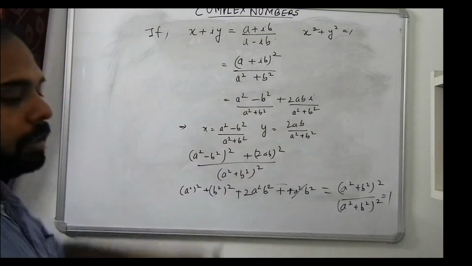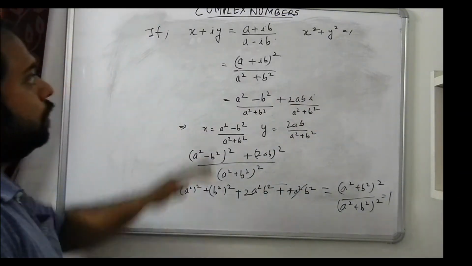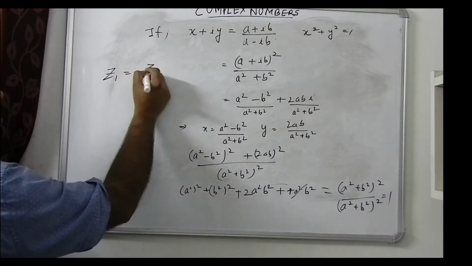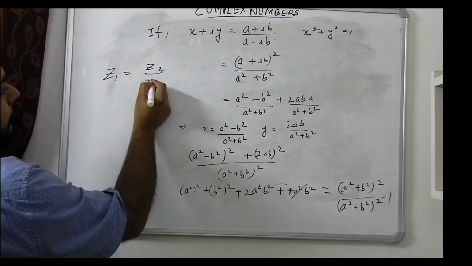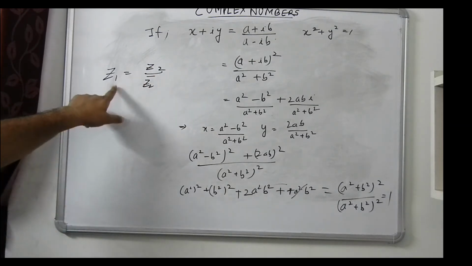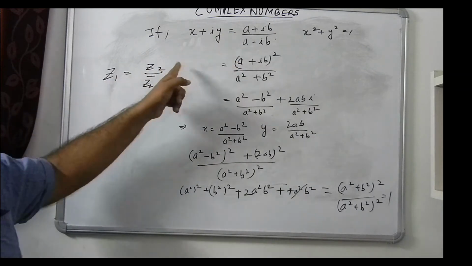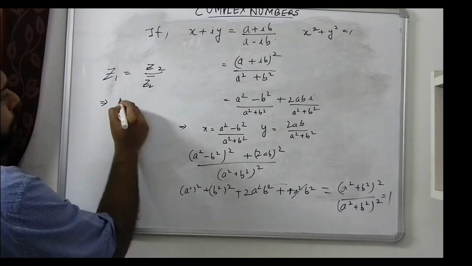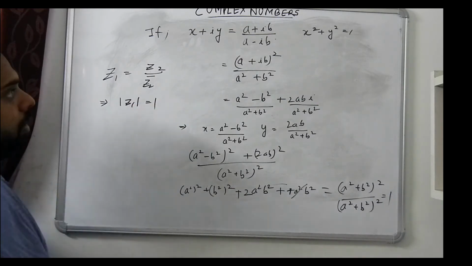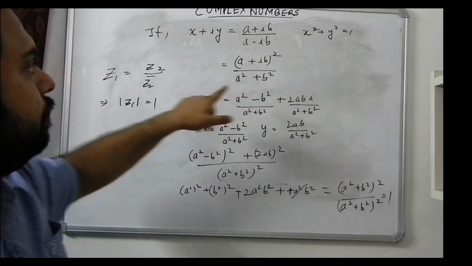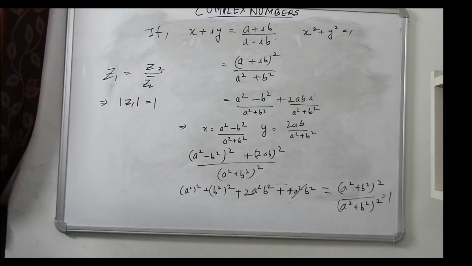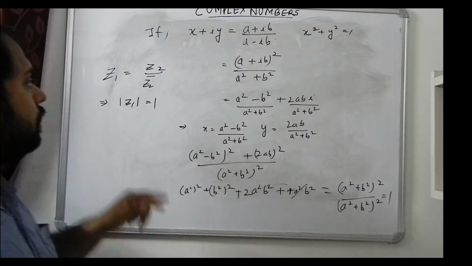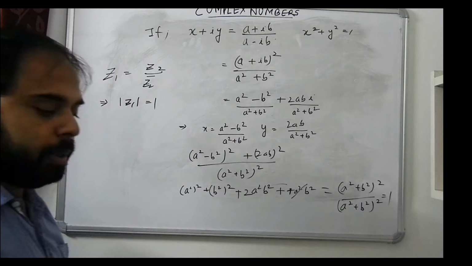So what does this mean in general? If z1 is equal to z2 upon z2 bar, right? If z1, a complex number, is in the form of a complex number divided by its conjugate, this implies that the modulus of z1 is 1. So that's the modulus of that complex number, that is 1, right? So for a division of two complex numbers, wherein one is the conjugate of the other, the modulus is always going to be 1, right?